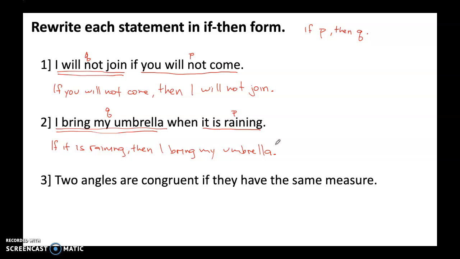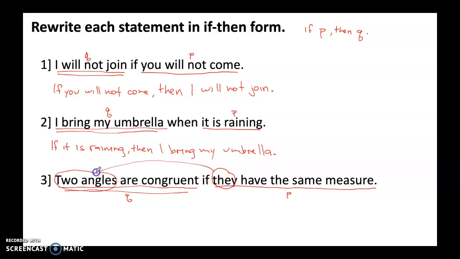Our word if, therefore, after the word if is our hypothesis. They have the same measure, that is our P statement. Two angles are congruent, that is our conclusion. So that is our Q statement. They pertains to the subject of the statement, which is the two angles.